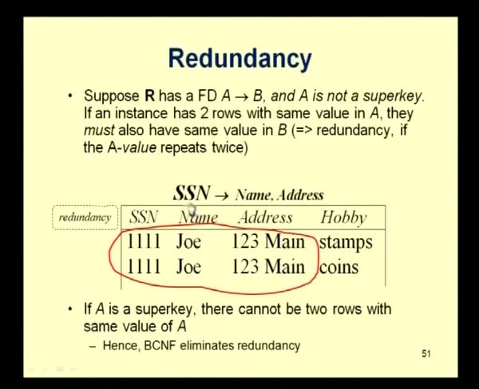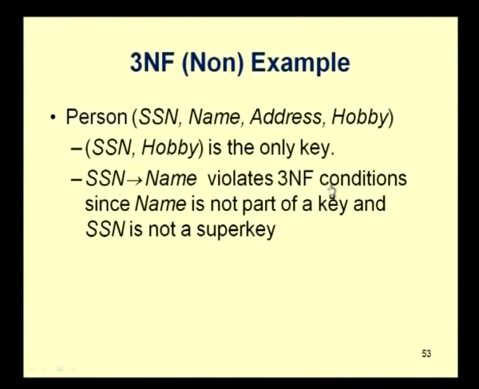For example, suppose you have SSN, name, address, hobby. Here SSN name address is actually redundant and SSN hobby is not redundant. So, this is a redundancy problem. If A is a super key, there cannot be two rows with the same value of A. So, BCNF sort of eliminates redundancy also. This is one important property of BCNF, because when you put this separately as SSN name address, you will have only one value, one tuple. This is the example we have already seen.